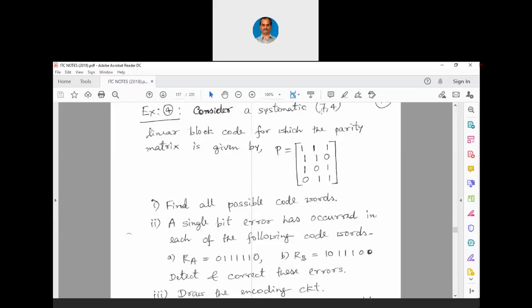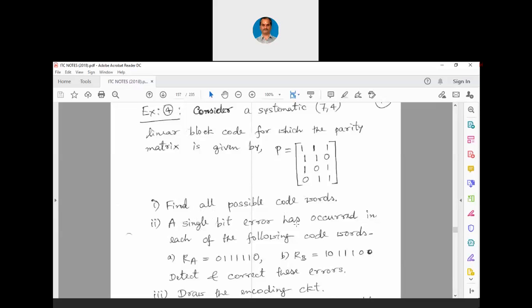It's a systematic 7,4 code. Means what? Total number of bits in the code vector is 7 and the data bits are 4, which means the check bits are 3. So it is 7,4, n is 7 and k is 4 here. Now the exercise asks us to find all the possible code words. That means we have 4-bit data now, from 0000 till 1111. Now we have to find out all the possible code words for all the data vectors.